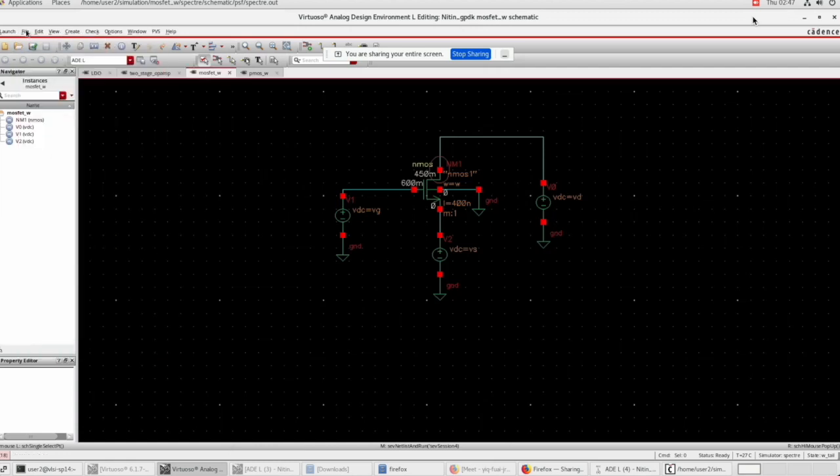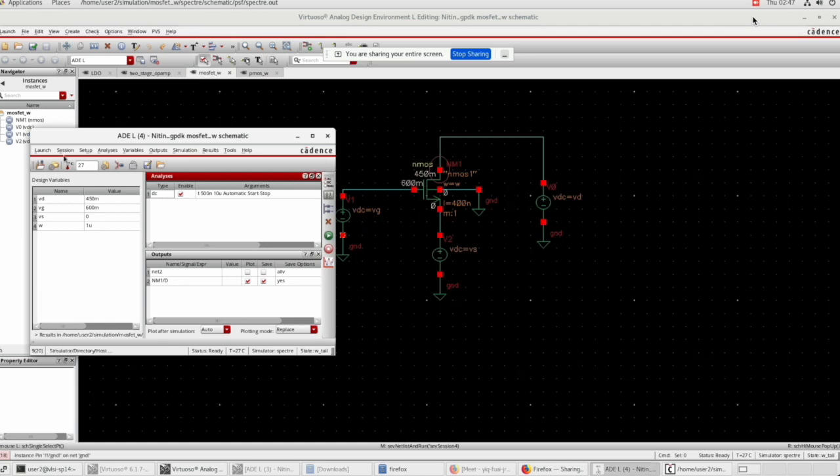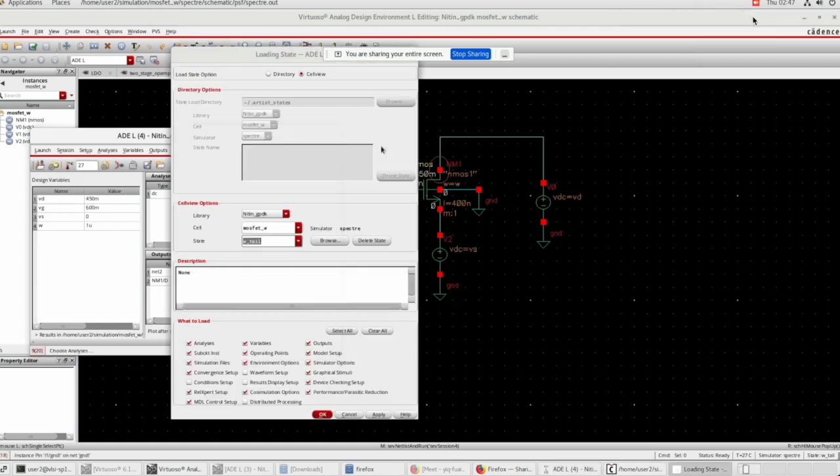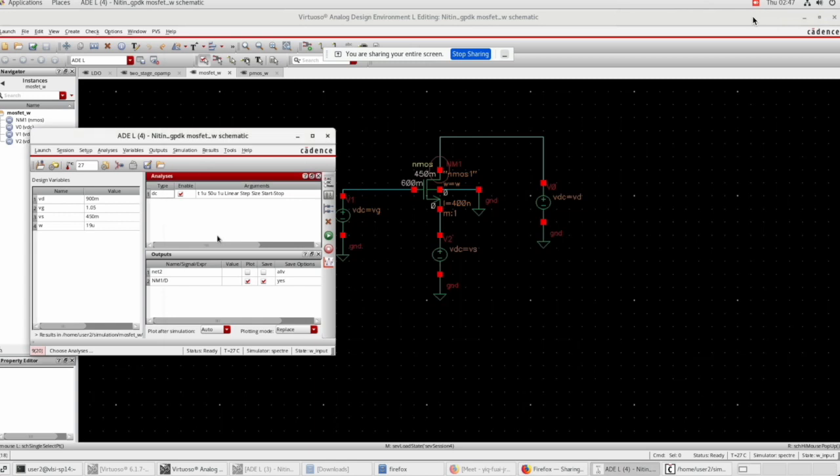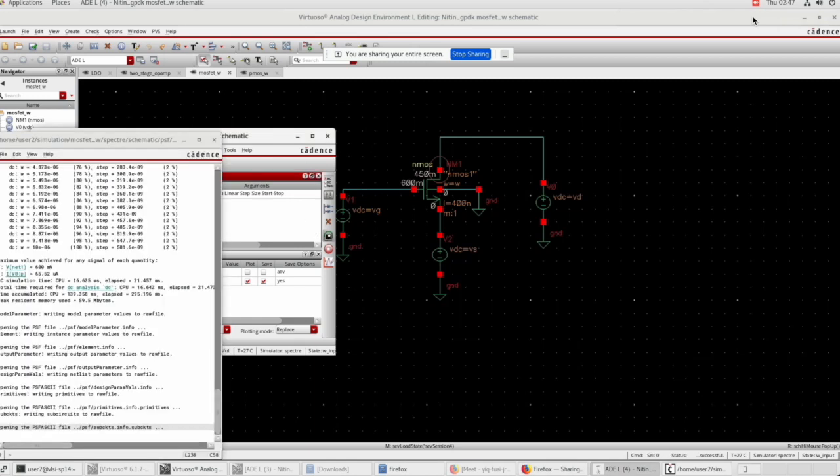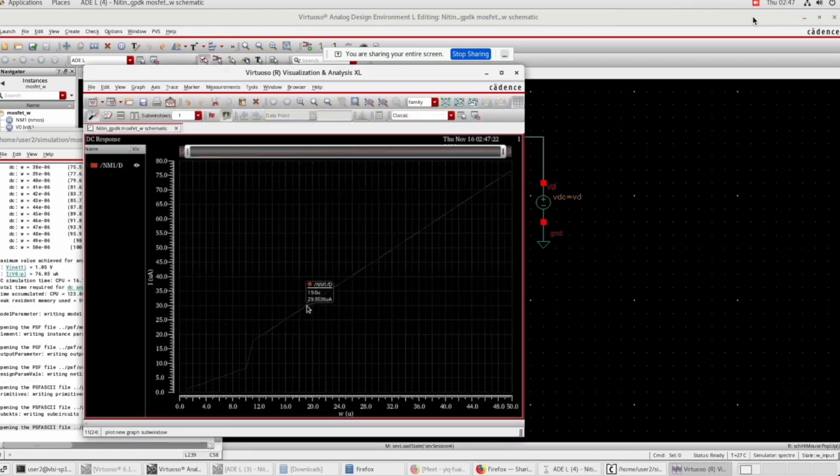For that I need to load another ADE L. In this I want the current to be 30 microampere. From the graph we can see that around 19 micrometer, the current is 30 microampere. So from this graph, I fix the W of both the input MOSFETs to be around 19 micrometer.